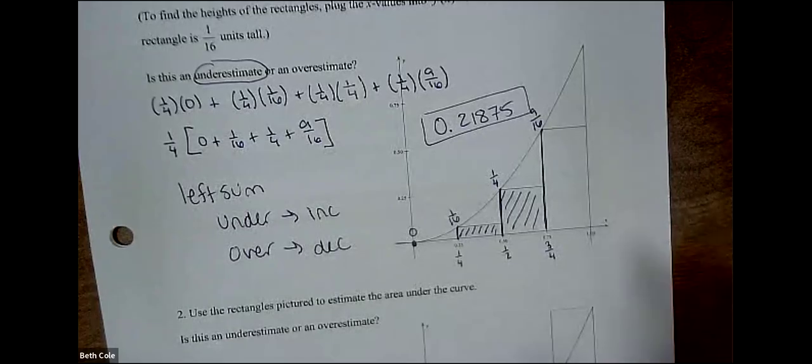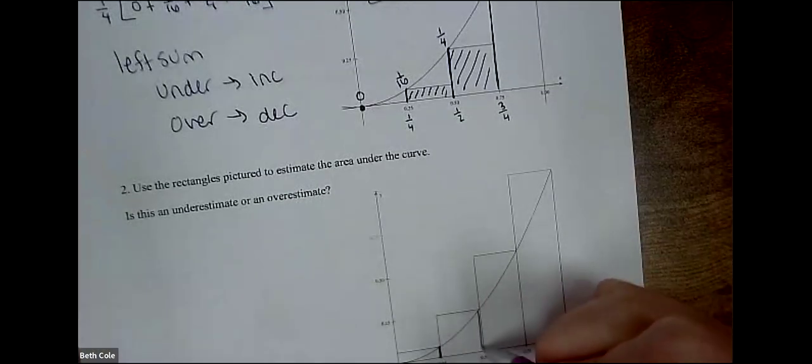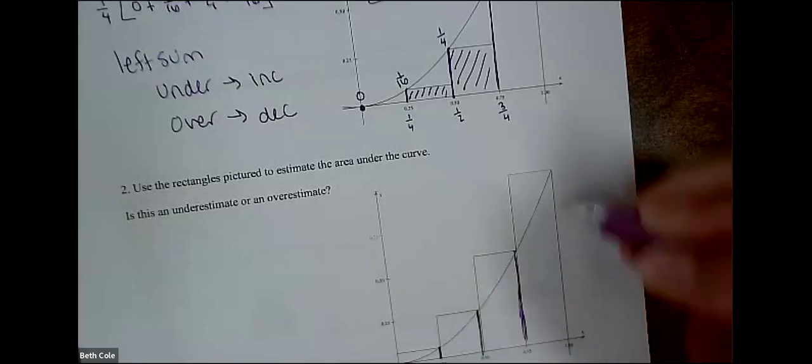All right, let's try another one. We're just going to basically repeat that process. So let's go ahead and highlight all of the heights of our rectangles here. And do you see how they're on the right this time? Like, do you see that?